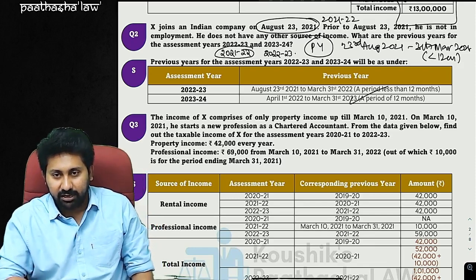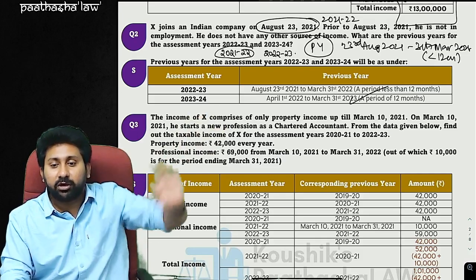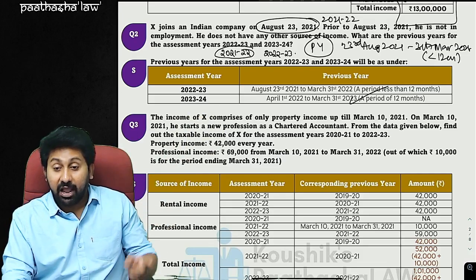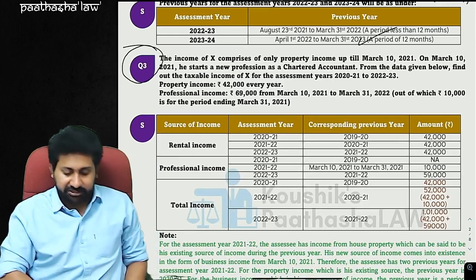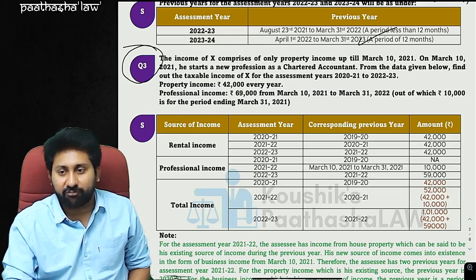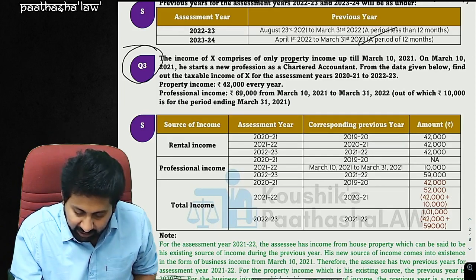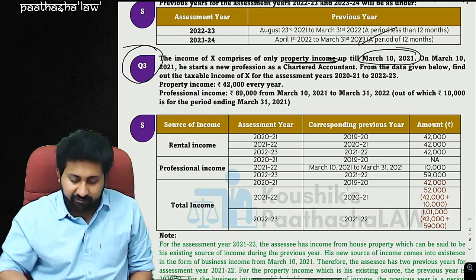Clear everyone? Next. This is one person creating a new source who doesn't have any other source of income prior. I will take a third illustration now. Let's take a third illustration. The income of X comprises only property income up till March 10th, 2021.